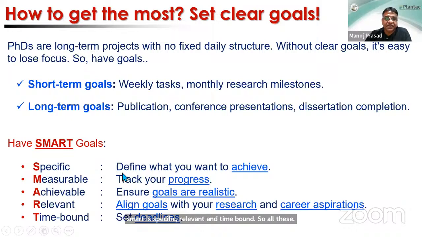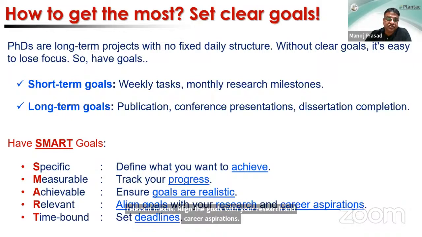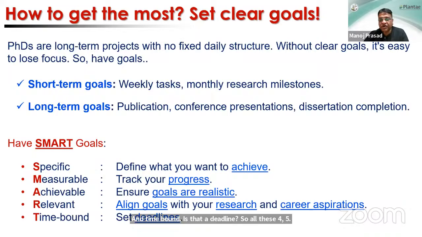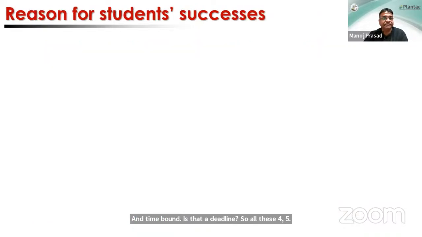So specific means you define what you want to achieve. Measurable means track your progress, how much progress you are making. Achievable, ensure your goals are realistic. And relevant means align the goals with your research and career aspirations. And time-bound means set the deadline. So all these 5 SMART goals are very important for a successful PhD career.